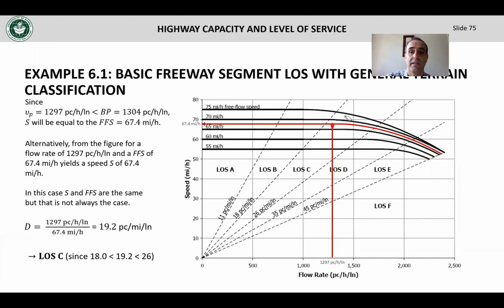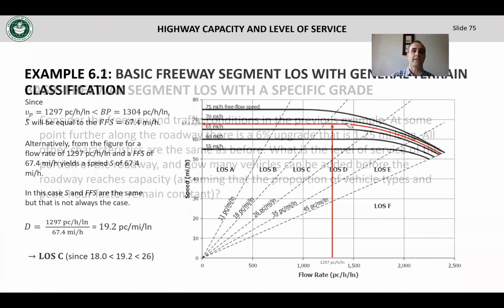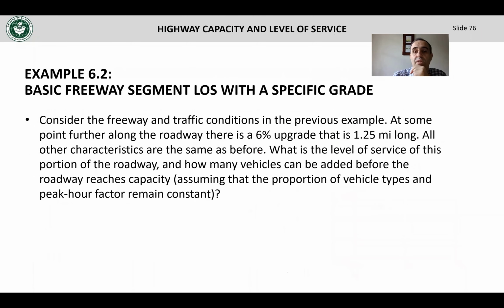The next example is basically, I'm giving you information. Let's go ahead. We have the conditions from the previous example. At some point further along the roadway, there is a 6% upgrade that is 0.25 miles long. So we don't have level terrain anymore. With this significant grade, if I give you a grade and how long the grade is, you have to use the extended freeway segment or the specific grade segment analysis. And that's the only change from the previous problem. All other characteristics are the same as before.